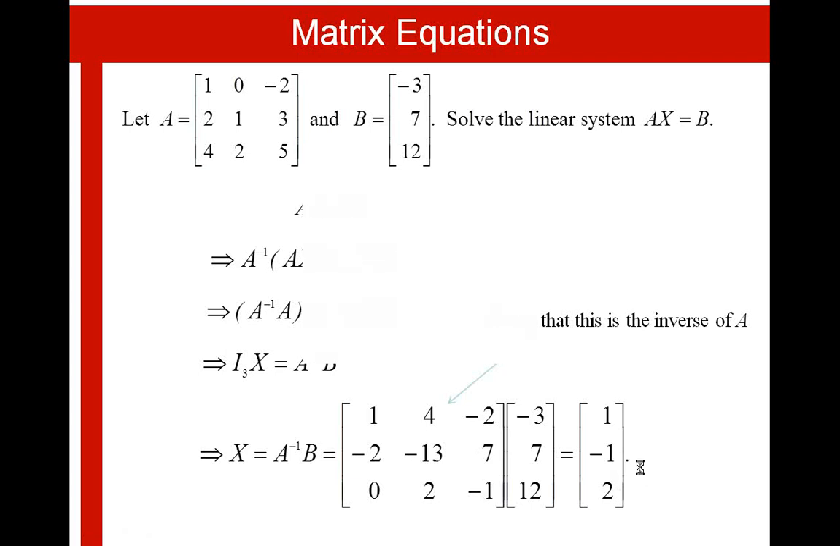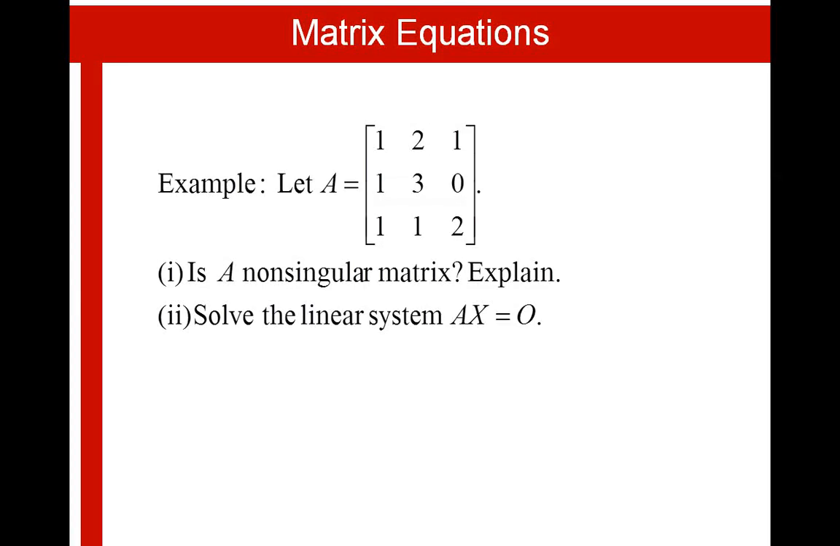Okay. Example 2, if A is a 3 by 3 matrix, again a coefficient matrix, with elements as shown here. The questions are, part 1, is A a non-singular matrix? Explain. We have to prove that A is singular or non-singular, and we have to show how and why. Part 2, solve the linear system AX equals 0 based on the findings in part 1.